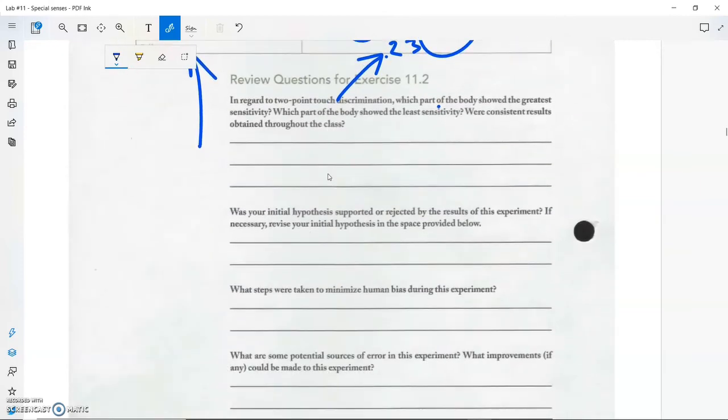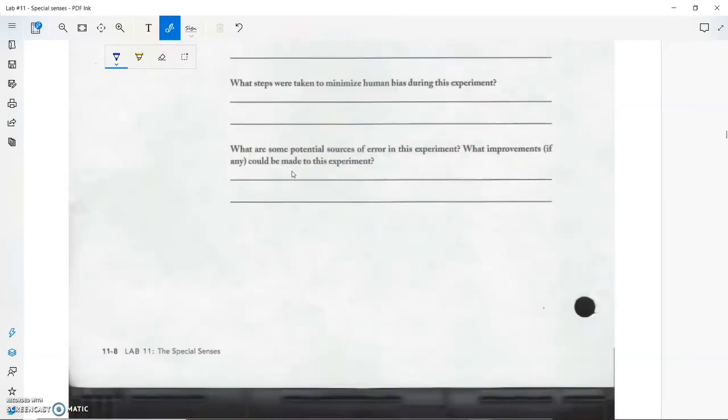Initial hypothesis, yes, it was supported. Minimization of human bias, blindfold. Potential sources of error, well, we all have different skin, different sensitivity on the skin, thickness of the skin. There can be some differences in terms of where you measure, which finger, which part of the forearm. So yeah, you can standardize this.